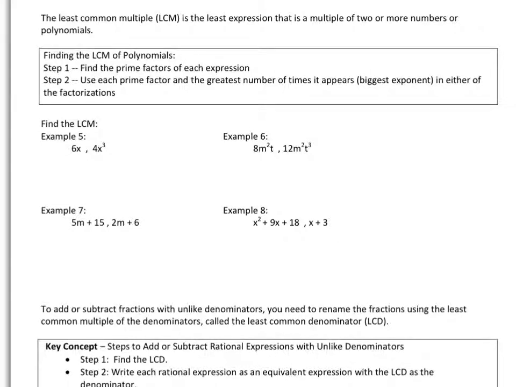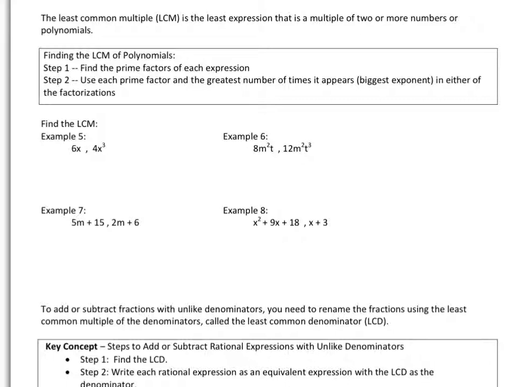Lesson 9.4, Video 3. So to get a common denominator, we mentioned that we have to understand what a least common multiple is, because that's what the least common denominator is. There's a couple ways to find it. Remembering that, of course, the least common multiple is the least expression that is a multiple of two or more numbers. We discussed that in earlier videos.